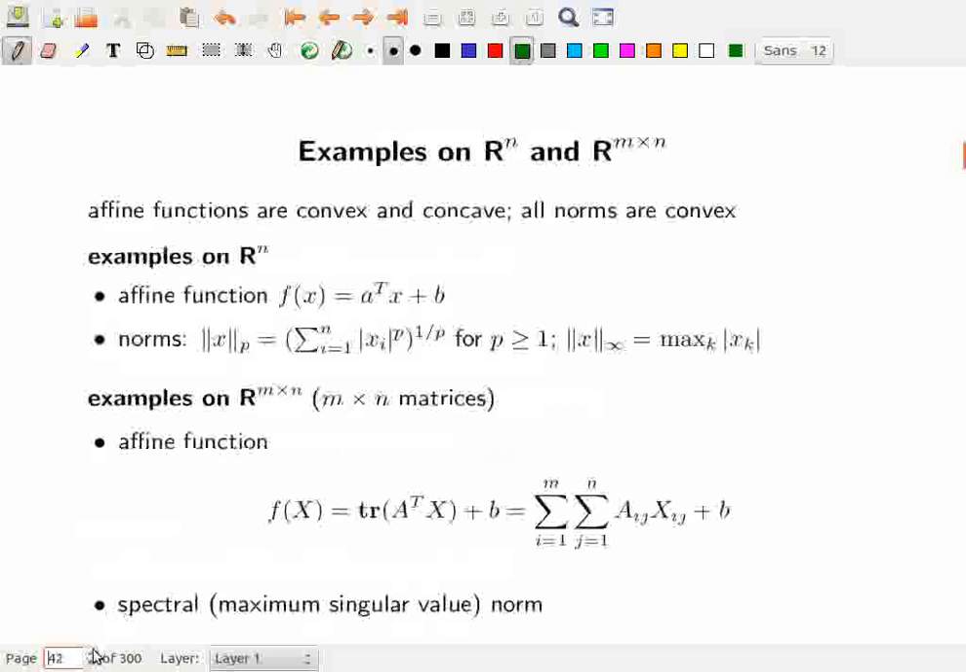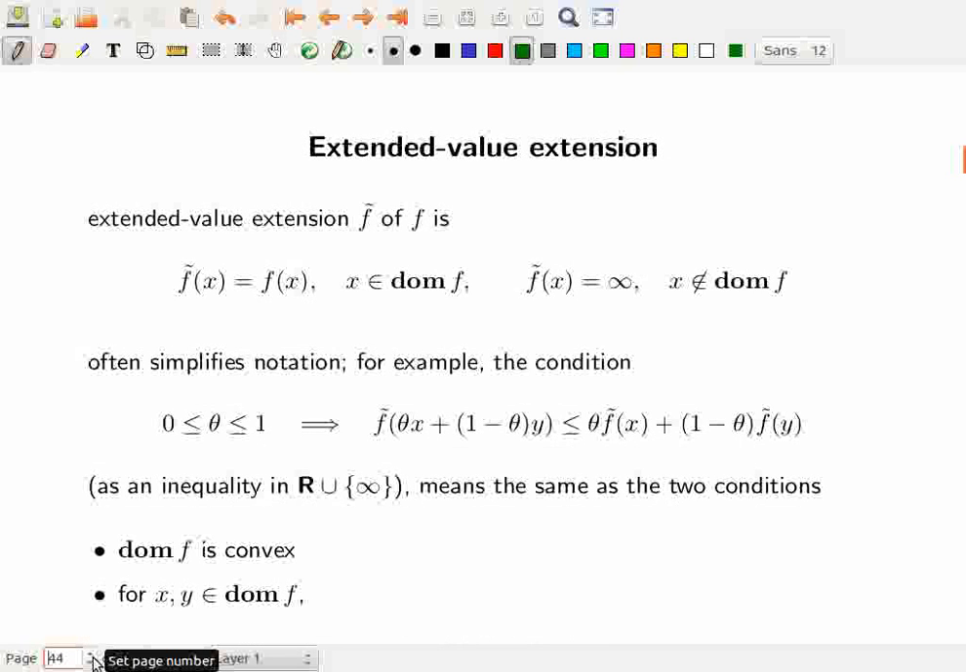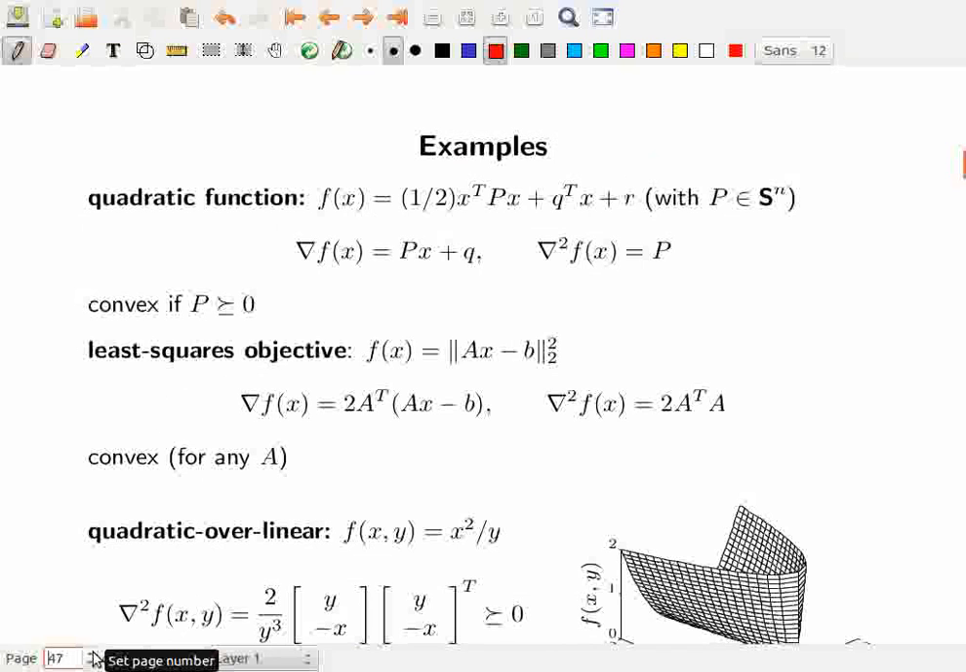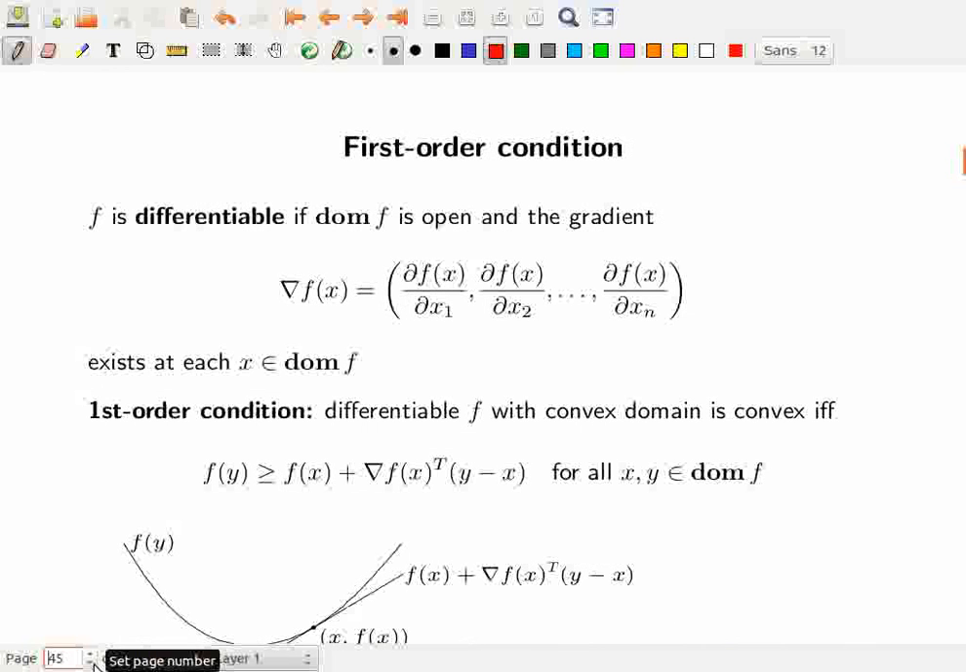Then we reviewed some examples and had a discussion in the previous meeting about the extended value extension. We said if the function is only defined in some domain, we can define the extension which has the value plus infinity where x is not in the domain of f, and we use these properties for the operations that preserve convexity. Then we went through the first order condition.